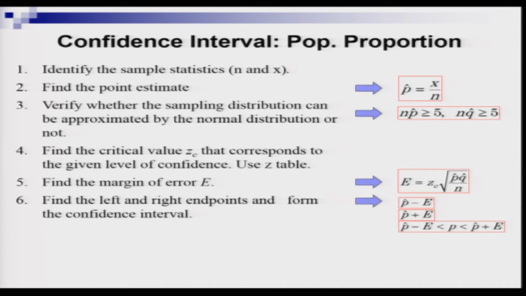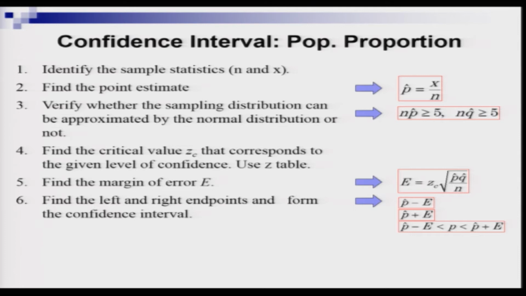So, we are talking about 6 steps here, and the first step actually is to identify the sample statistics n and x, and then from these two data one has to figure out the point estimate, and that is given by p hat equal to x divided by n, and x is of course the number of events or some outcome, and n is basically the total number of data points or observations that we have, out of which x number of outcomes have been realized.